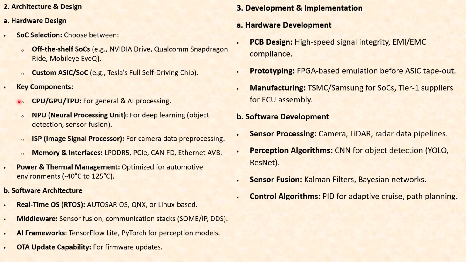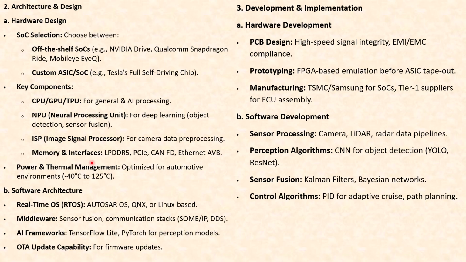Alright, next comes the key components. What are the key components of the ECU? One is the CPU, GPU and TPU for general and AI processing. CPU stands for central processing unit, GPU stands for graphical processing unit and TPU stands for telematic processing unit. Next comes the NPU, which is the acronym for neural processing unit, for deep learning, object detection and sensor fusion. Then the ISP, image signal processor, for camera data processing. This is very important for camera data processing, especially whenever the camera is live streaming. This processor is the one which actually extracts the meaning of the data.